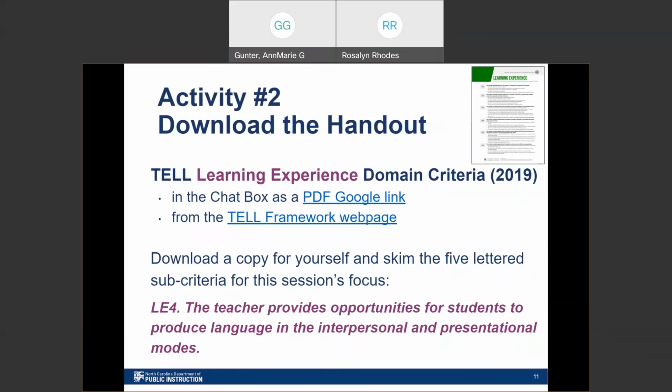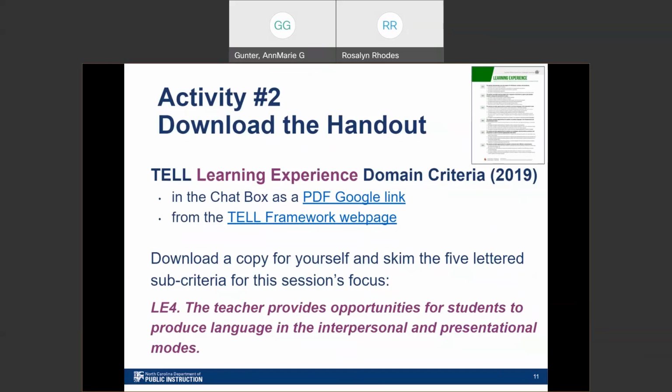You'll see it's marked 2019 in both cases, and that's because the TEL project itself, when it first published the domain and the handouts that you see here, was in 2014, some years ago. So they updated those fairly recently and published them in their updated formats in 2019. So that's what we're using.